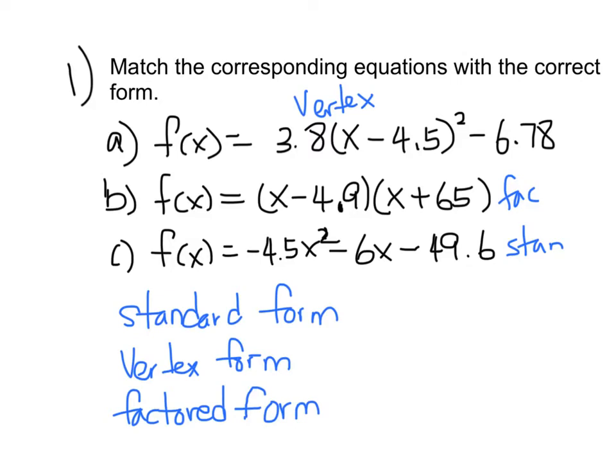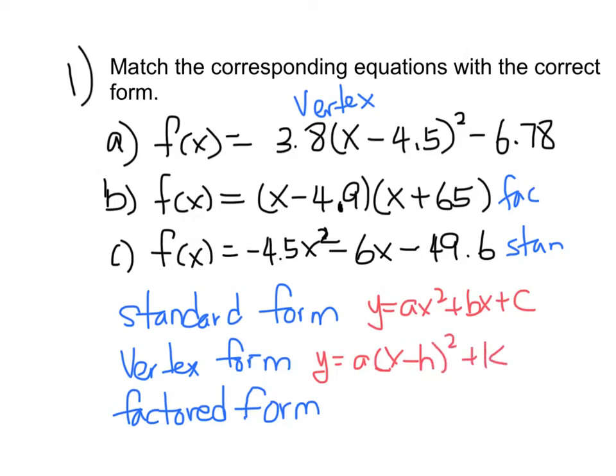Now let's go ahead and give you the format in case you don't know. The standard form looks like this, okay? Y is equal to ax squared plus bx plus c. Vertex form looks like this. And then factored form looks like this. Oops. I can use an H for here. Alright, so there you go.